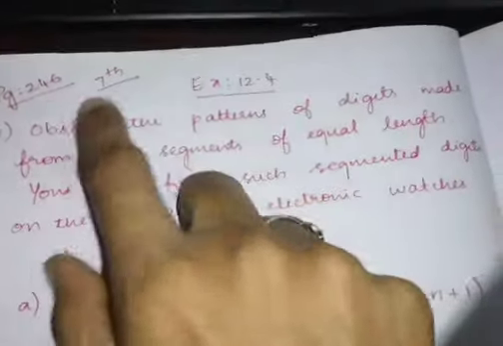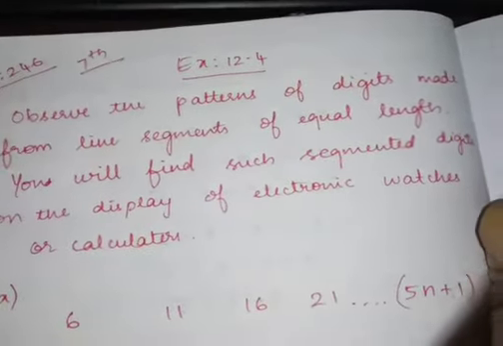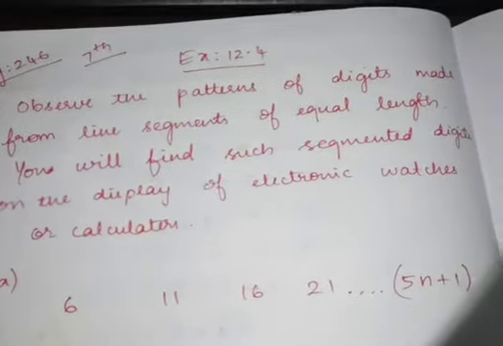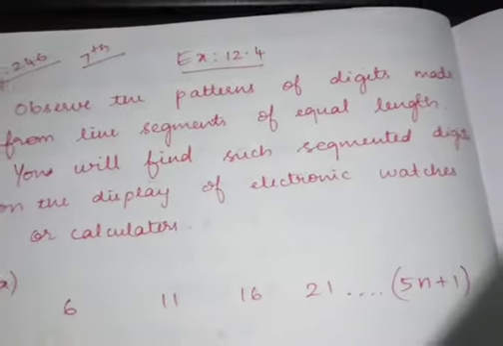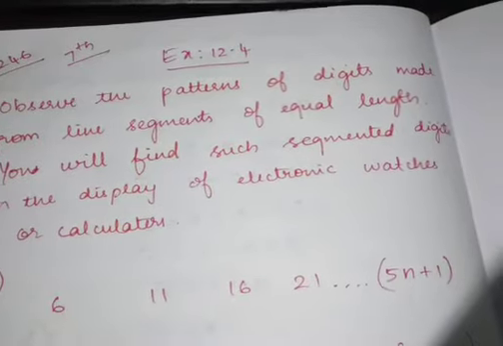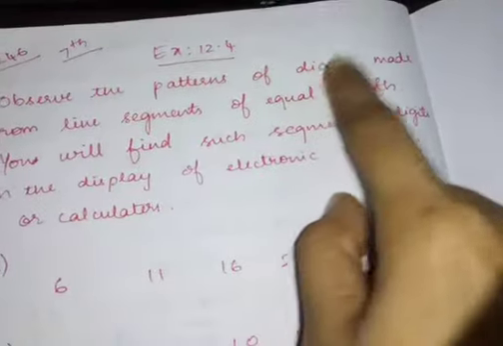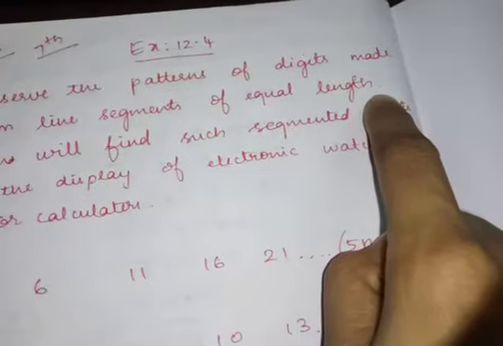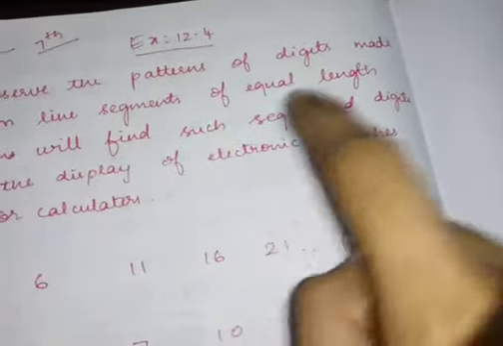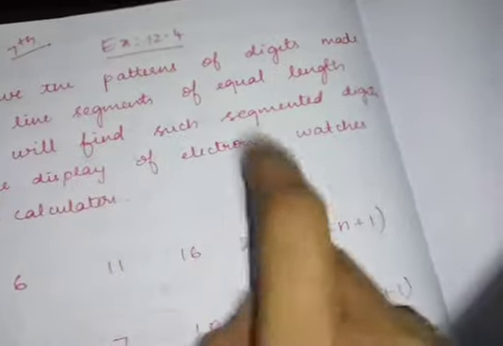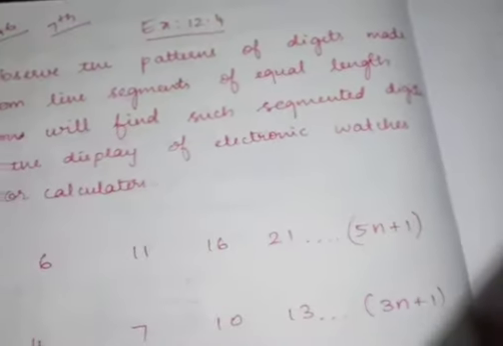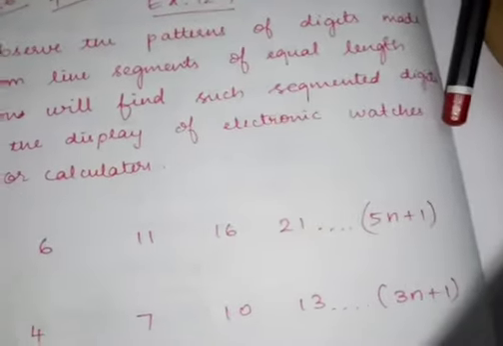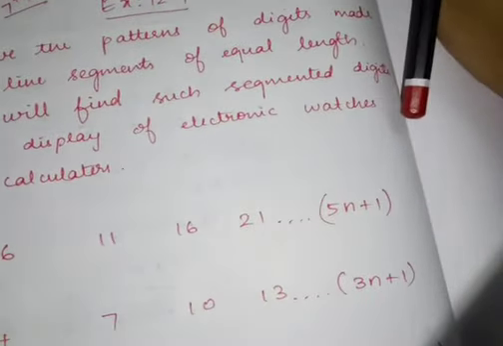12.4. You can take page number 246. Okay, we are supposed to write the answers in the textbook itself. This exercise fully we are going to write in the textbook itself. Okay, see, observe the pattern of the digits made from line segments of equal length. You will find such segmented digits on the display of electronic watches or calculators. See, in that figure, like 6, 4, like that, they have given figures, right?